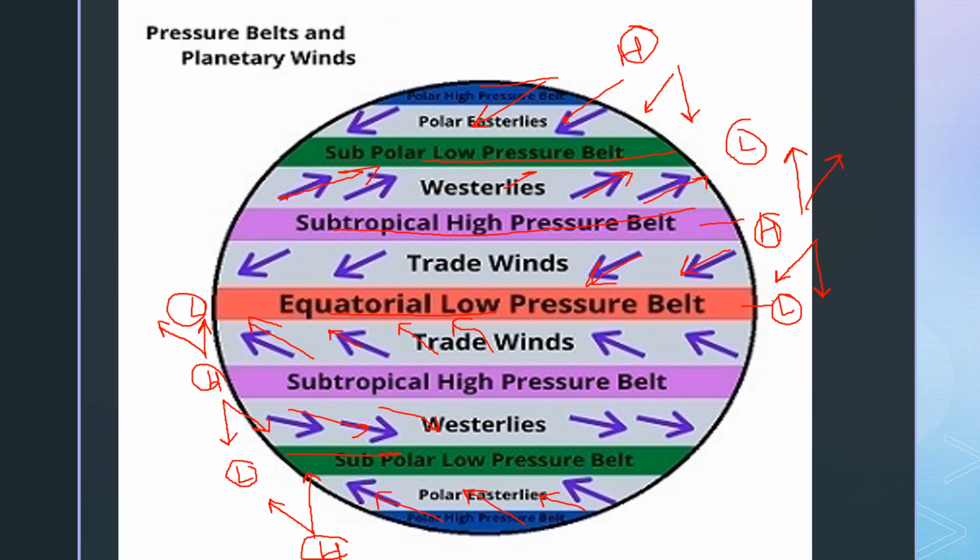So all these pressure belts and the planetary winds have their directions based on the pressure gradient force and the Coriolis force. This is how the direction of the winds would be. These are the planetary winds. I hope you understand the topic well.